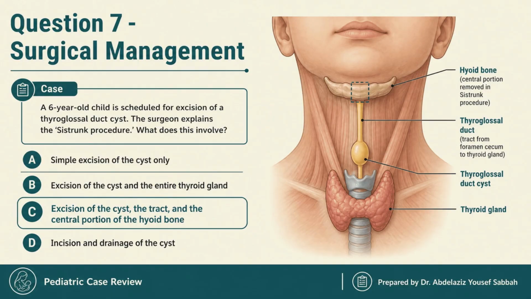Question 7. Surgical management. A 6-year-old child is scheduled for excision of a thyroglossal duct cyst. The surgeon explains the Sistrunk procedure. What does this procedure involve?